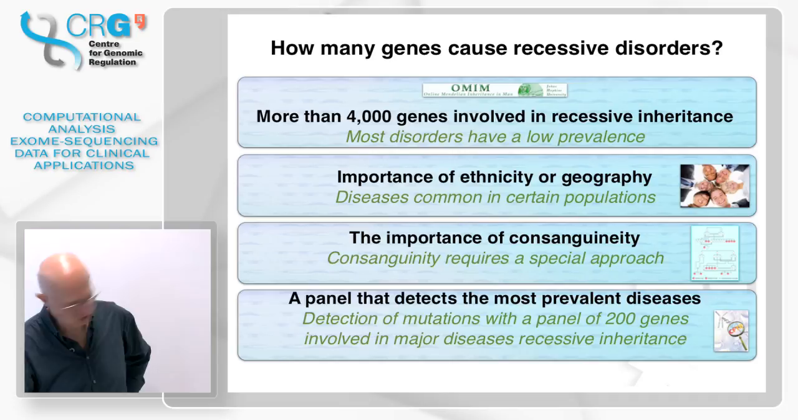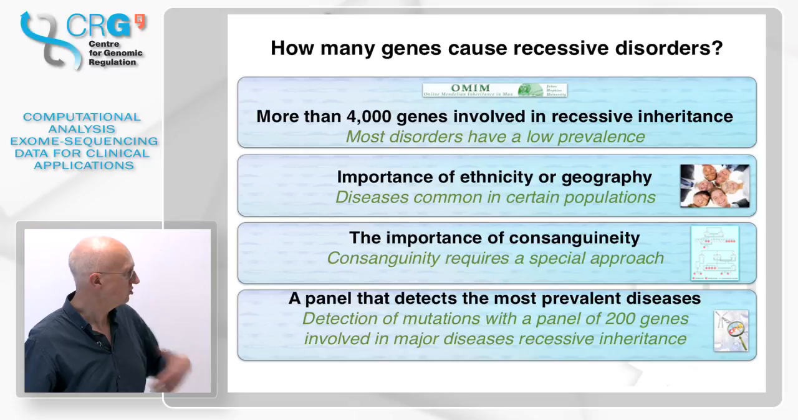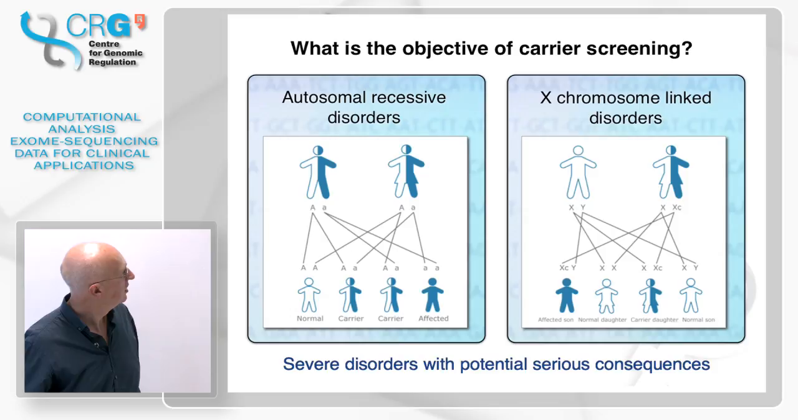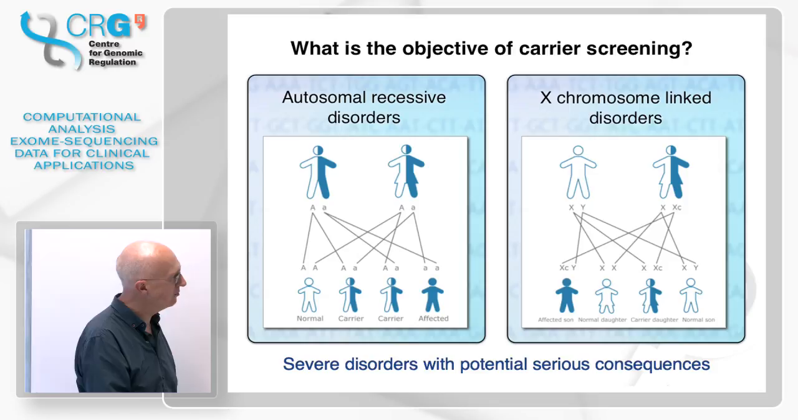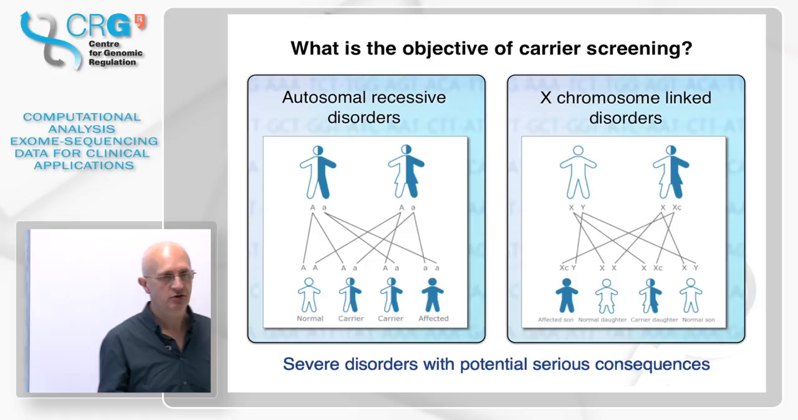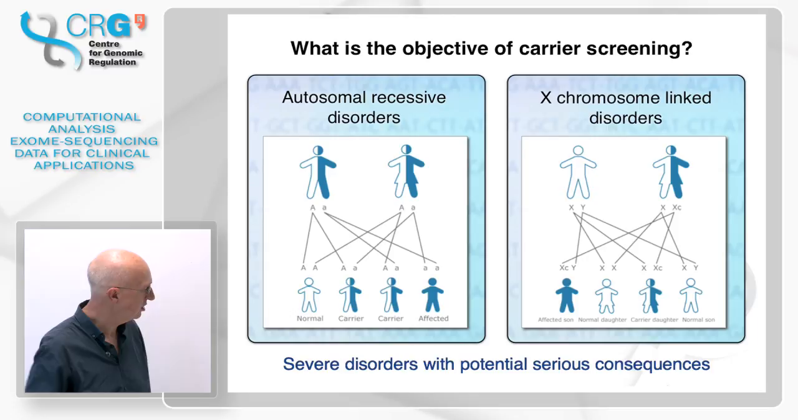So you don't want to test for things that will be developing later on in life, because in the future there may be a treatment, and also they may not be affecting the individual. So the target in this type of carrier screening is, on one hand, autosomal recessive disorders, and on the other hand, X chromosome linked disorders that can be detected, for which the mother may be a carrier, but she's not clinically affected, and we have now the possibility to identify those ones.